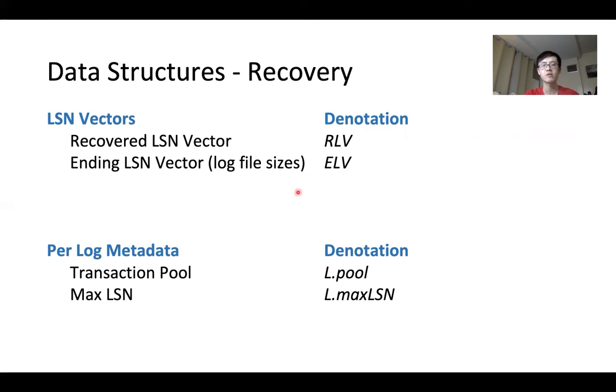Besides these LSN vectors, we also maintain a transaction pool per log. And we also maintain the max LSN per log. Basically this indicates the max log sequence number of the transactions we have read from the log.